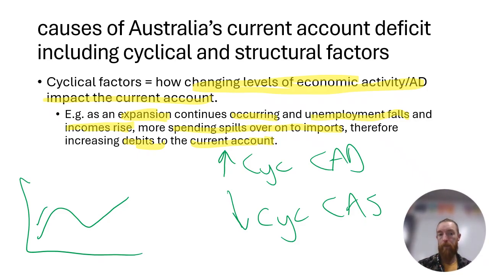The opposite's also true. If we're in a contraction, people save rather than spend, there's less spending on imports, therefore there's less debits from the current account, and therefore we're more likely to move towards a cyclical current account surplus.